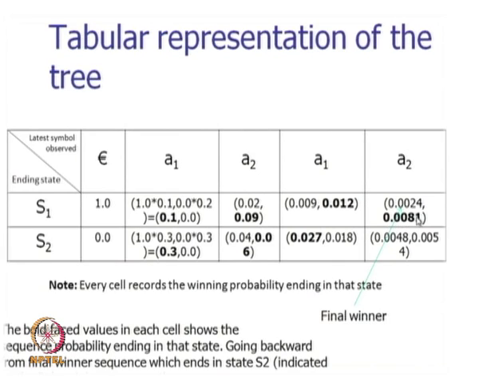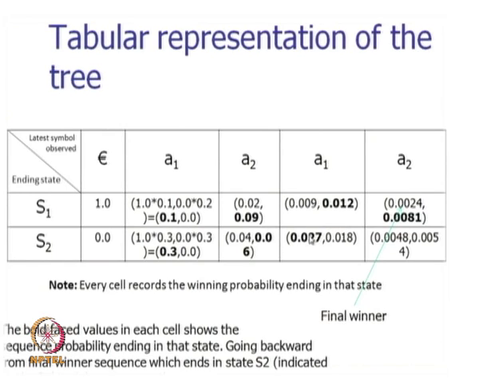Finally, 0.0081 is the winner probability here. Now, from this table we can work backwards and recover the state sequence. The final state, as we see from the bold faced portion here, is S1. The state sequence is ending in S1 and it came from S2, because this is the second tuple here. It came from S2.